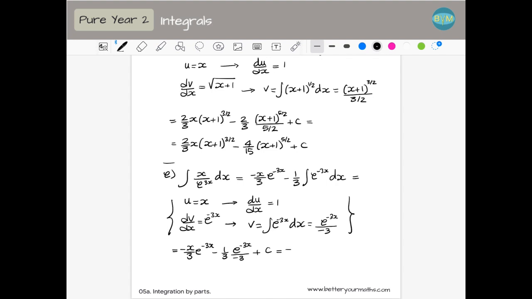And I can organize the coefficients a bit. So minus x over 3 e to the power of minus 3x, and then plus 1/9 of e to the power of minus 3x, plus c.